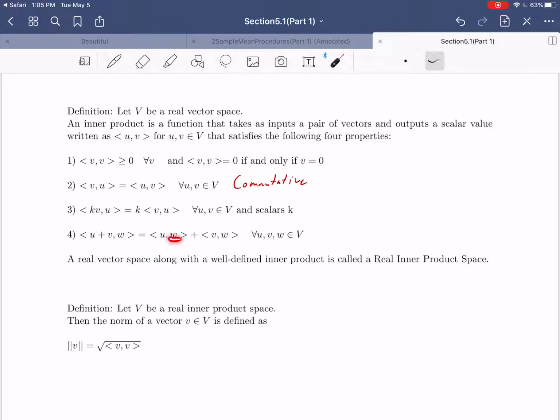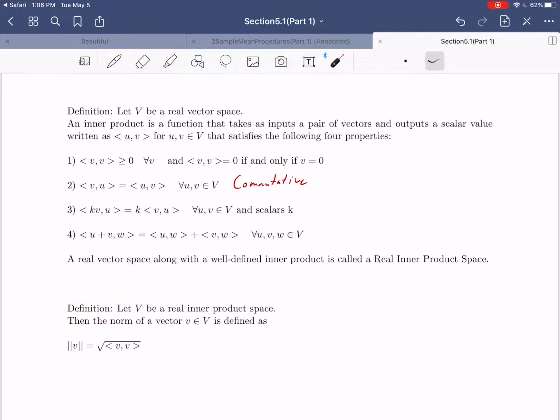So if you have the same thing you're inner producting with, in this case w, then you can go ahead and add that u and v. All right, so if you define this operation or this function and it satisfies these four properties, then you have what is called a real inner product space, right? So you take your vector space and you define this extra operation, it makes it a real inner product space.